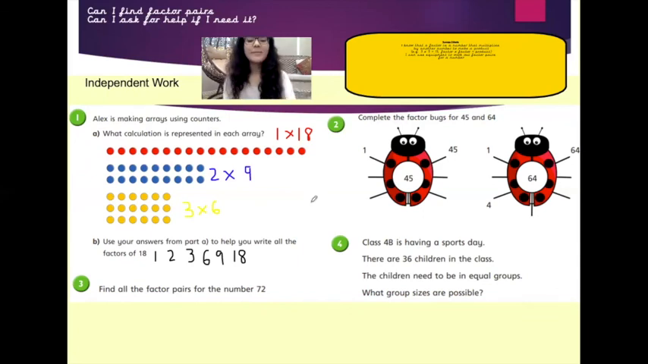Number 2, complete the factor bugs for 45 and 64. So think about all the numbers that go into 45. Go. If your ladybird looks a little bit like mine, then you are correct. Well done.